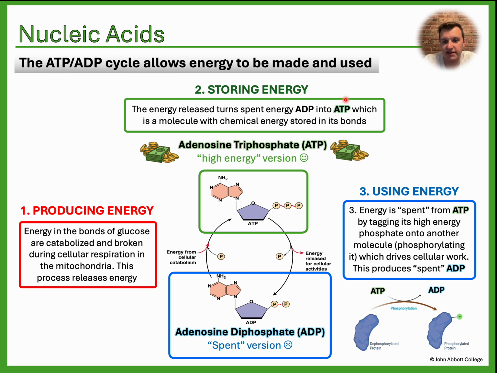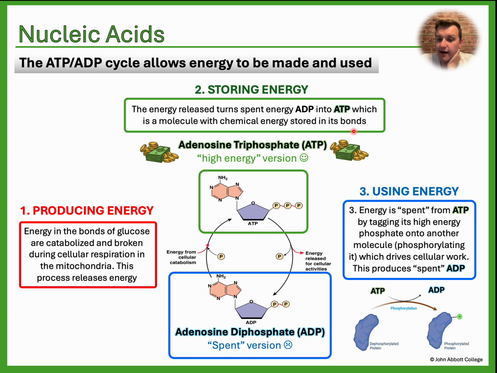ADP gets converted into ATP, which is a molecule with chemical energy that's stored in its bonds. There are 1, 2, 3 phosphates here, right? And there's 2 very high energy bonds. These phosphates don't want to be next to each other. This is a high energy molecule. This is like you got your wallet and now all of a sudden you have money in your wallet, right? So you filled up your wallet with money.